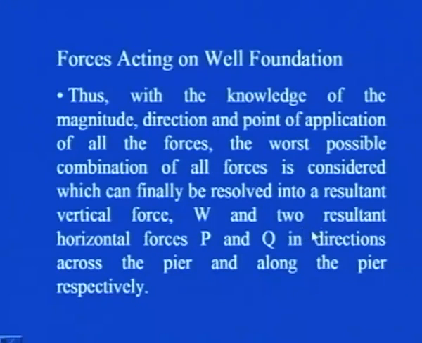That means that the horizontal force P is across the pier and horizontal force Q is along the pier. So, whatever is the combination, that is the most general one, be it N case, N plus T case, or N plus T plus S case, finally you can resolve all these forces into three components. The first one is your vertical force, which we are representing here as W, and then the two horizontal forces P and Q across and along the pier respectively.